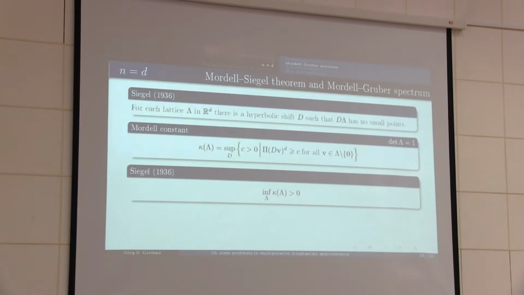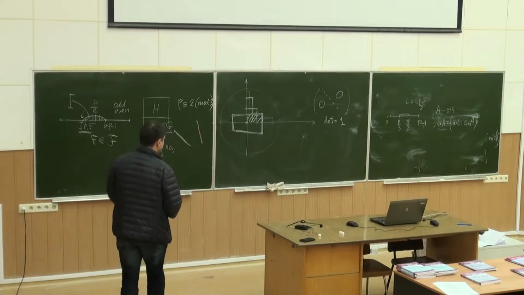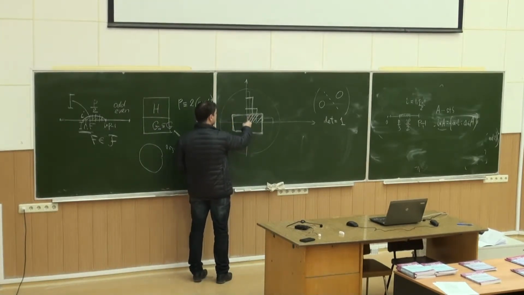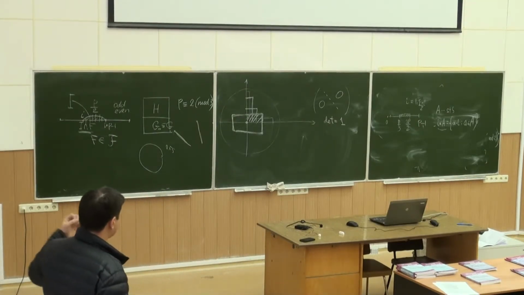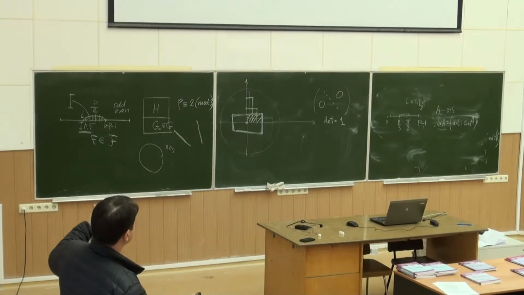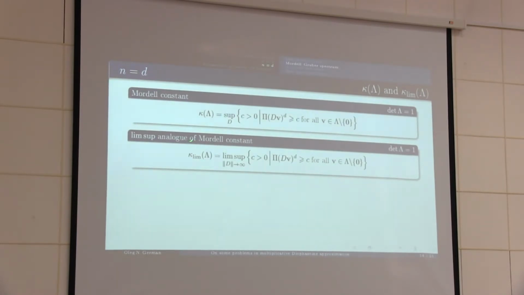Once again, this way to define the uniform exponent is not very good. So let us try to consider a different kind of this Mordell constant, at the limit, at infinity. We demand that this d should be large, so that these boxes should not be too close to the origin. They should grow in some sense to infinity, and then we are interested in what goes on somewhere in the neighborhood of infinity. This is the usual Mordell constant, and this one is the Mordell constant at infinity.